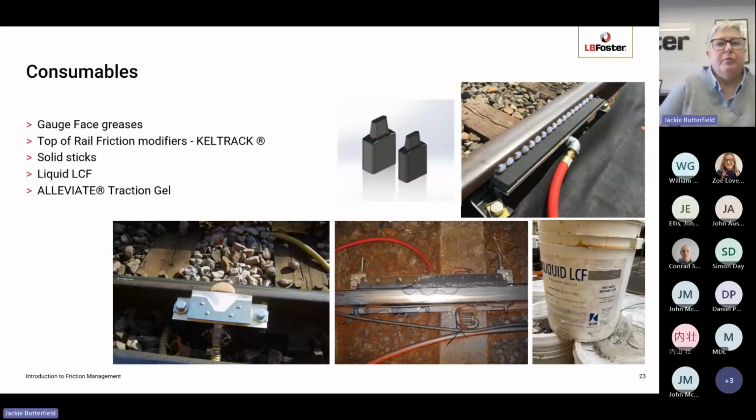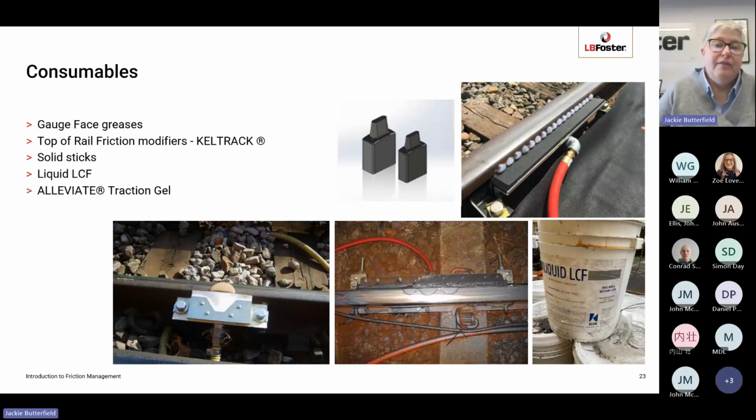So in terms of consumables that you would use, for gauge face lubrication, you would use a grease. For top of rail friction modification, you would use a friction modifier such as L.B. Foster's Keltrack. For the wheel flange, you could use solid sticks, or there are alternative oil spray systems available on the market.